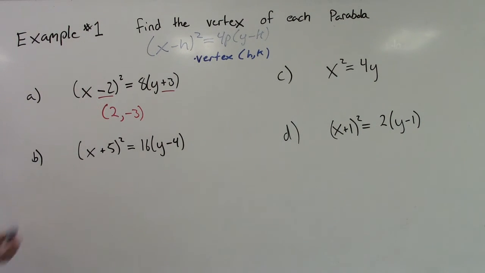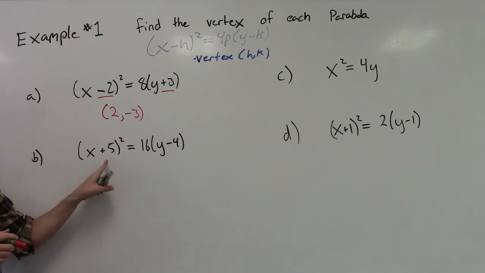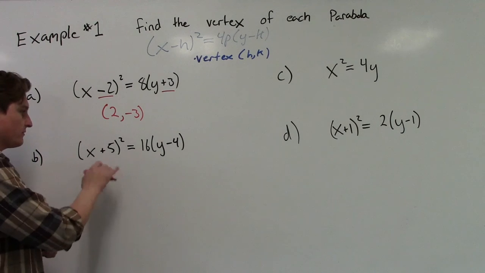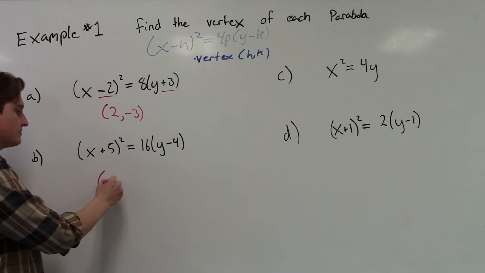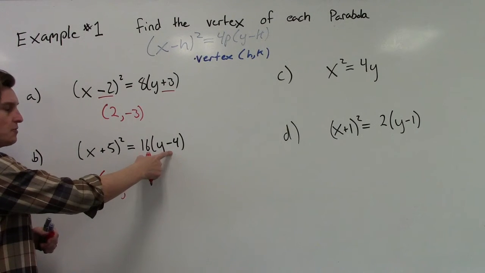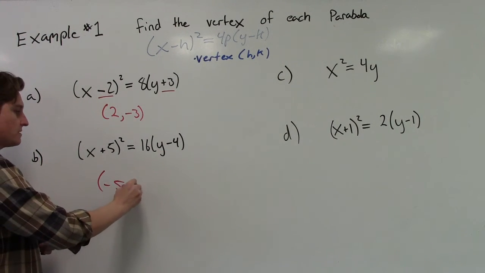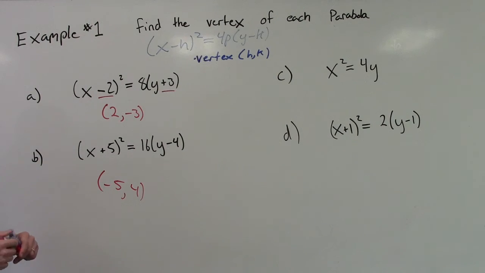Now, the same is true for the rest of these. So let's take a look at this. For the vertex, the x piece of the vertex, we need the opposite of positive 5. So negative 5. And then for here, we want the opposite of negative 4, which would be a positive 4. And that's where the vertex is for that one.